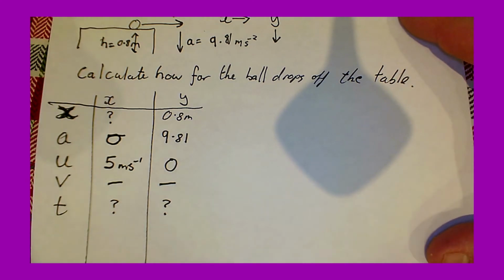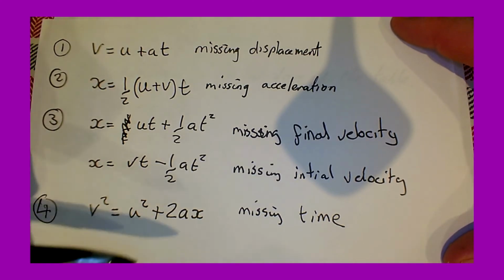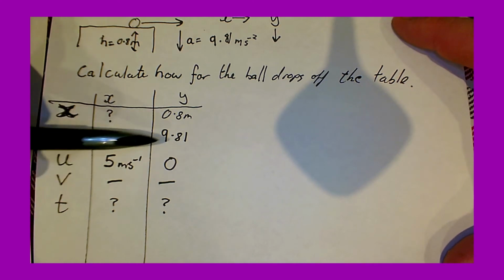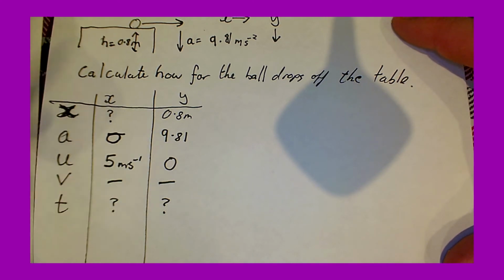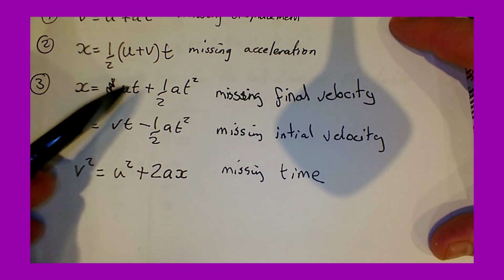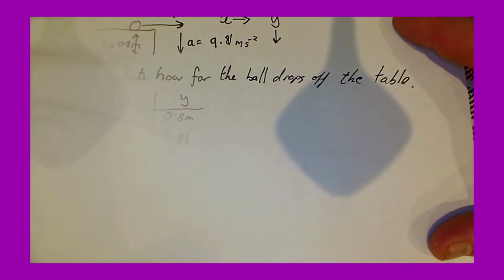We've got our four things. If we look at our equations, all four of them have only 4 terms in them, so we're going to pick the one that's got those 4 terms. So we've got x, we've got a, we've got u, we want to know t, so we select our equation with x, u, t, and an a in it, and so it's that equation.